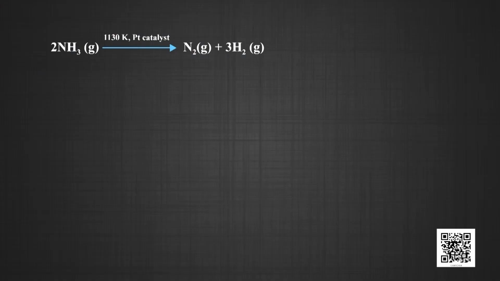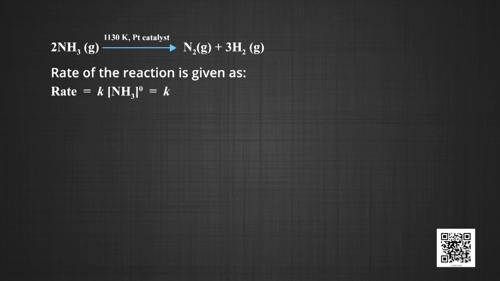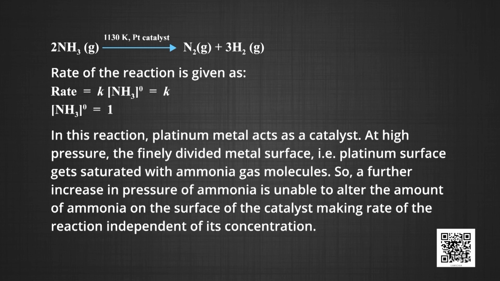2NH3 gives N2 plus 3H2, all in the gaseous state. The rate of the reaction is given as rate equals k[NH3] raised to power 0. That means the rate equals k, because anything which has power 0 becomes unity. In this reaction, platinum metal acts as a catalyst.